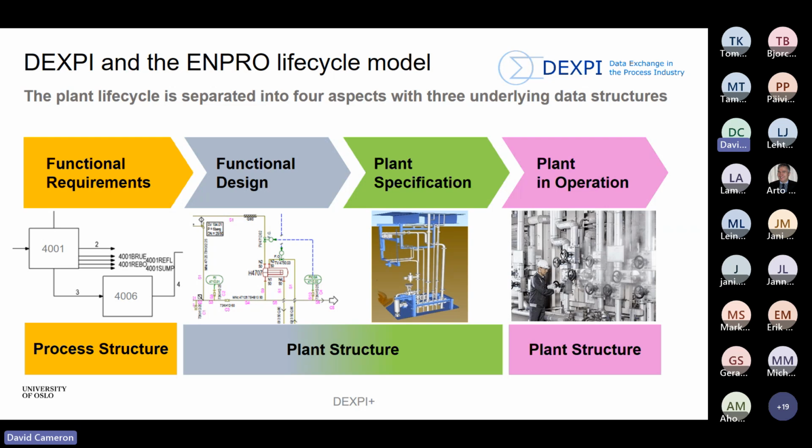So IMF is currently under development and it's being tried out as a way of structuring the process engineering information for transfer between IBLE and, in the first case, Equinor during the feed phase, and now between IBLE and Aker BP in the engineering phase. Related to that, this sort of argument is also something that has been observed and developed in the German process industries, where the ENPRO project identified that a plant life cycle is separated into 4 aspects with underlying data structures.